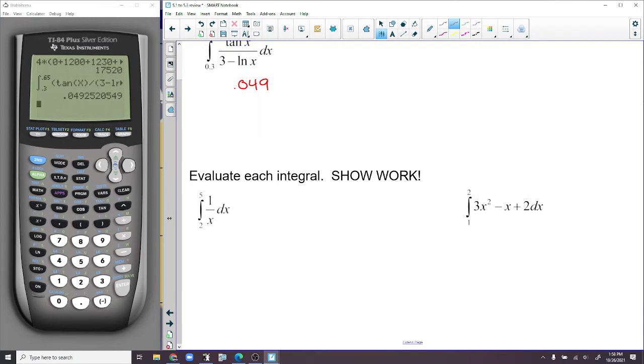Let's talk about this first one. Evaluate each integral, show your work. So I expect to see the antiderivative. I expect to see values plugged in, even if you can do them in your head. And then I expect to see the answer. However, before we do that, let's talk about 1 over x. You wouldn't have to do this on your quiz. I'm just showing you, I need to make a point here. There's 1 over x, and we're finding the area from 2 to 5. So from 2 to 5 is somewhere right here. We're finding this sliver of an area is what we want to accomplish.